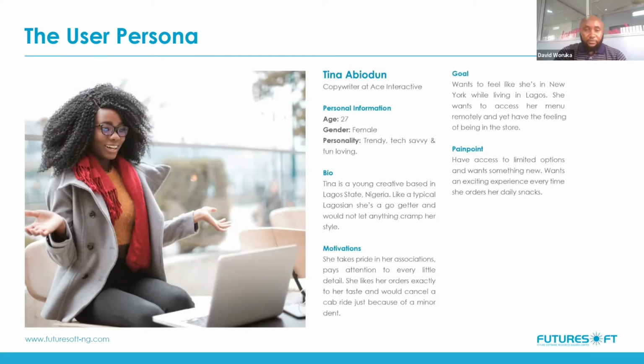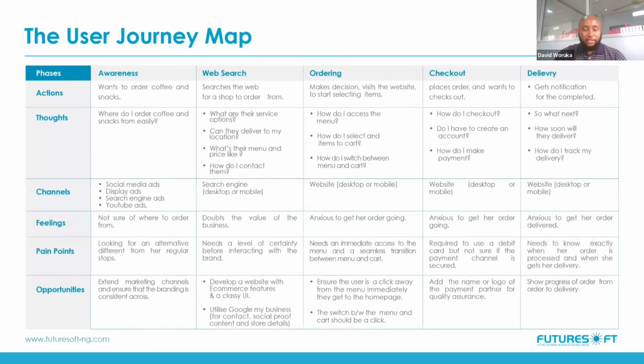Then after this, being a new entrant into the market, how would Tina find you? How would Tina get to know you? And how would Tina primarily interact with you? Now, when you look at this, I've basically mapped out from awareness to web search, ordering, checkout, and delivery. This is the primary function. For some other websites, for some other designs, it might be more complex. So you might need to have several maps for Tina to understand the different interactions she's likely to have with your product.